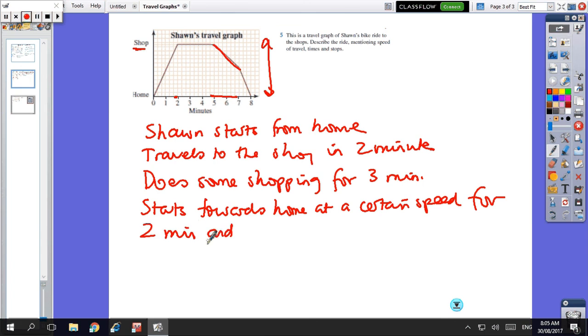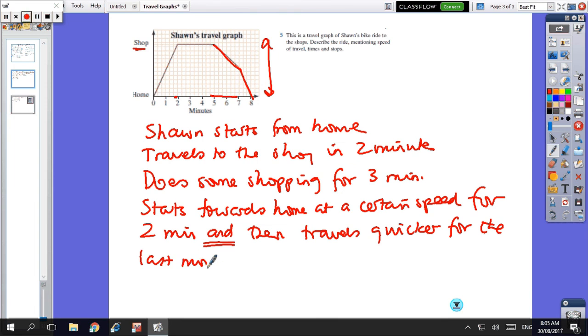And then for the last minute, travels more quickly. Travels quicker for the last minute. Okay. So I'd say if we had some numbers, we could find out how quick that speed was. But we haven't got any numbers, so we'll just have to leave it at that.